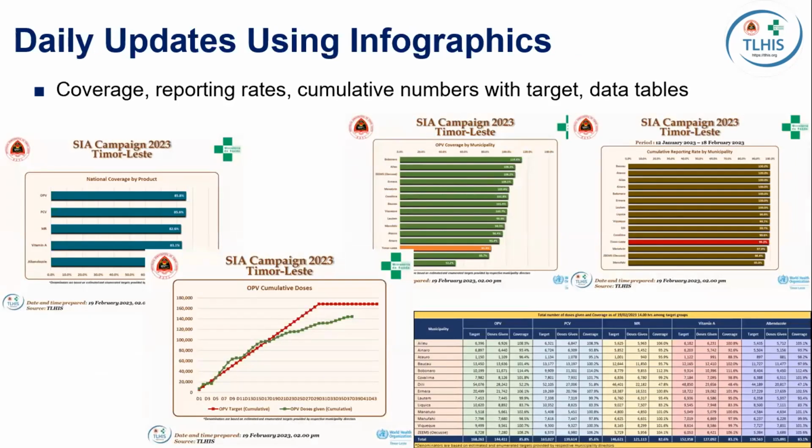And then we generated daily updates. So all these infographics were sent daily. So next day after 10 AM, with the data in the system, we sent daily updates with coverage, reporting rates, and the cumulative numbers with targets and the data tables. All these were sent to all the healthcare workers using WhatsApp and email, and it was monitored daily.